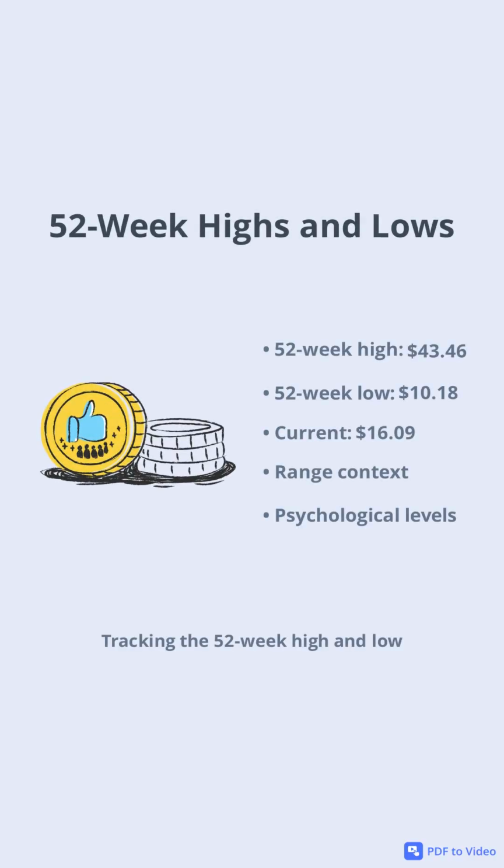Tracking the 52-week high and low provides context for current price action. DJT's 52-week high is $43.46, and the low is $10.18. The current price of $16.09 places the stock closer to its lower range, suggesting room for recovery but also highlighting past volatility. These levels often act as psychological barriers and can influence trader behavior.